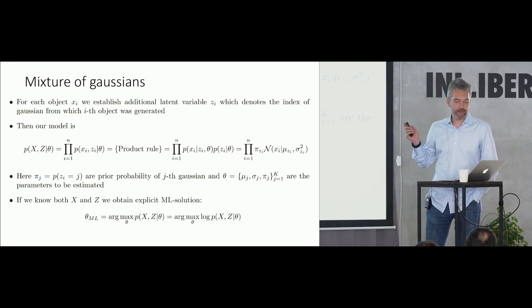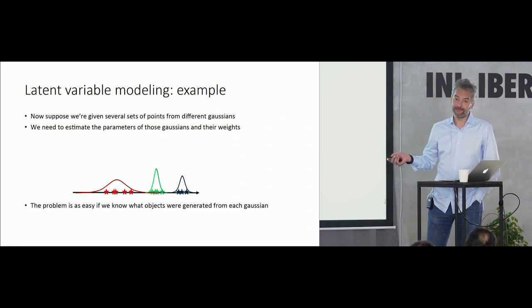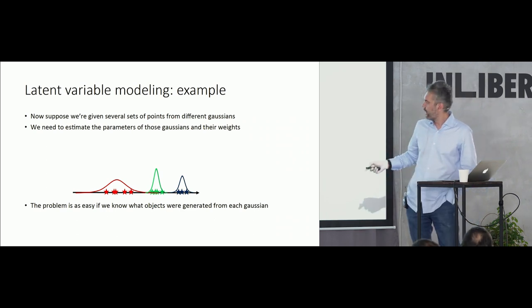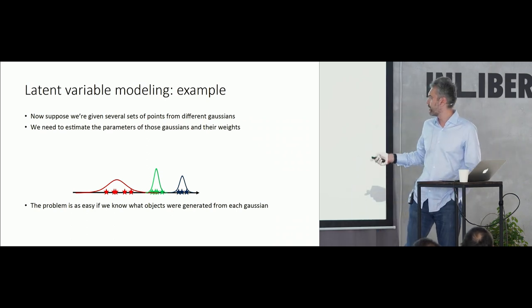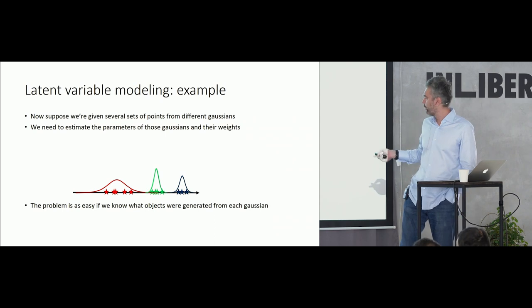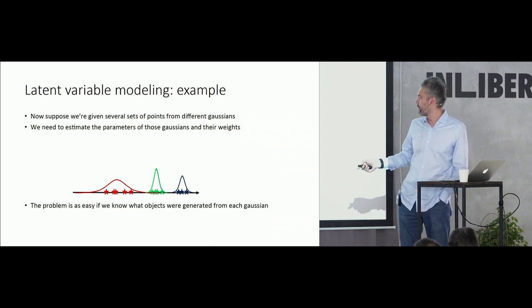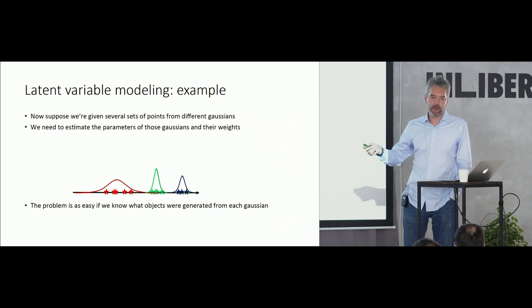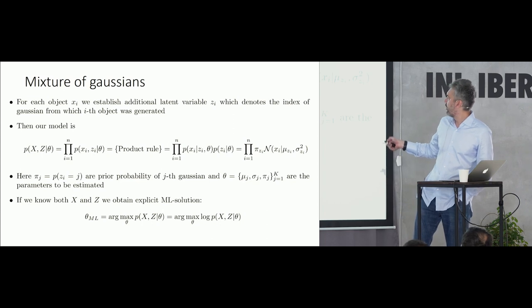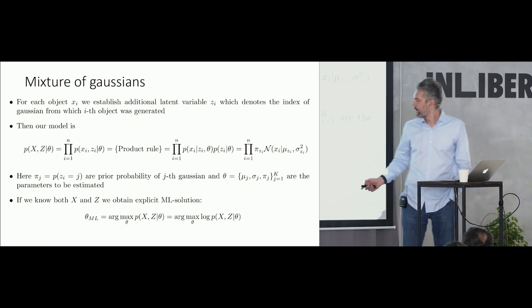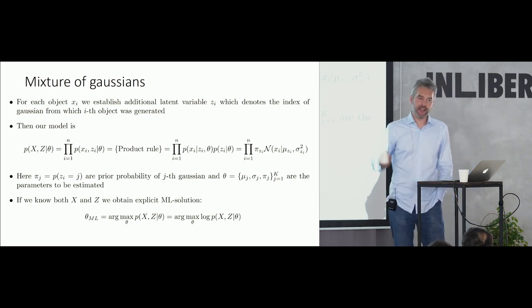In such formulation, this problem is exactly equivalent to this one. Agree? x are the coordinates of the stars, and z's are the colors of the stars. So if we know both x and z, then we simply take all objects which came from the first Gaussian and we fit the first Gaussian there. We take all objects from the second Gaussian and fit the parameters of the second Gaussian. We do the same for the third Gaussian, and then we simply take the frequency of the first, second, and third Gaussians respectively and estimate the parameters pi, which are the prior probability of each Gaussian. So in this formulation, the problem is pretty simple, and it has a closed form solution.